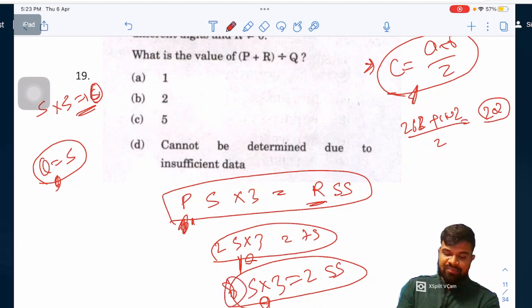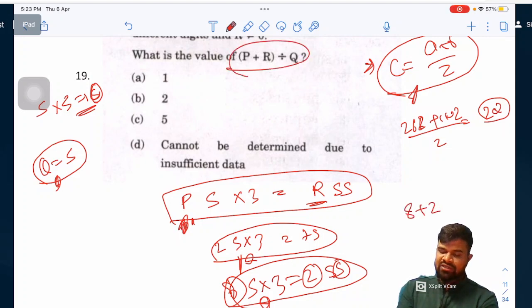In this case, P is equal to 8, R is equal to 2, and Q we have already established is equal to 5. So this expression P plus R divided by Q will give us 8 plus 2 divided by 5. That means 10 divided by 5, that means 2. So our answer will be 2. This is how you will do it.